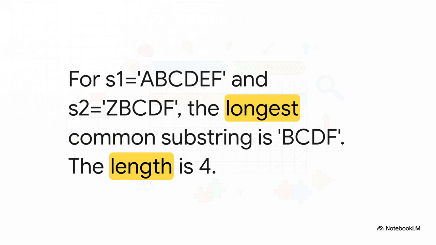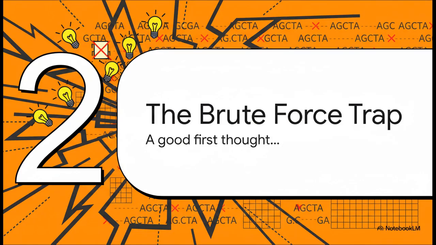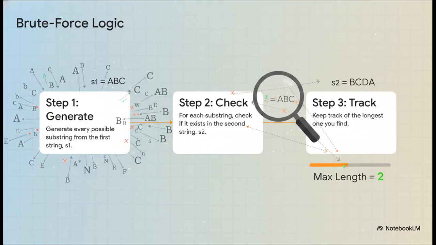Simple as that. All right, when you first see this problem, your brain probably jumps to a really direct, simple solution. And you know what? That's a great place to start in an interview. But it's often a trap if you just stop there. The brute force way of thinking is pretty straightforward, right? You just generate every single possible substring from the first string. Then, for each one of those, you check if it's hiding somewhere inside the second string. All the while, you just keep track of the longest one you found so far.